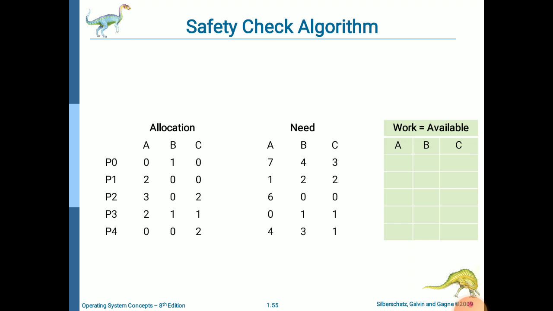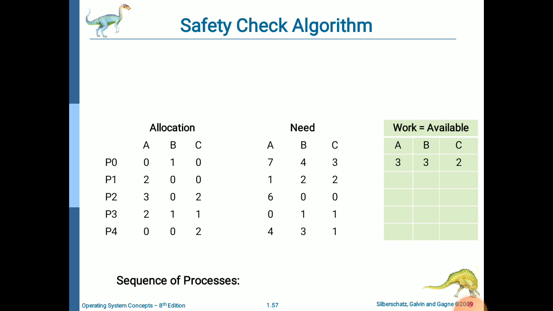Now we have to execute the safety check algorithm. For the safety check algorithm, we will take the allocation matrix and the need matrix. So work is equal to available. You make it as a work variable, a work array, which is equal to the available matrix. So we'll keep it as it is: 3, 3, 2.